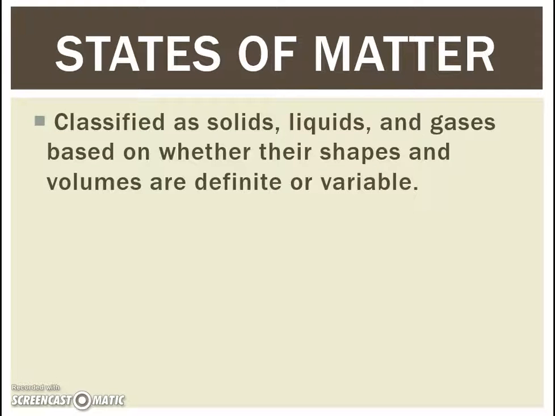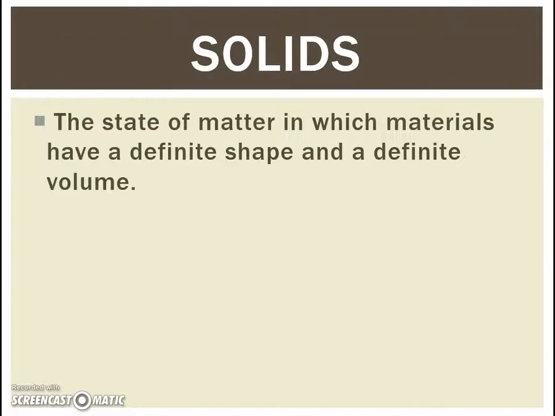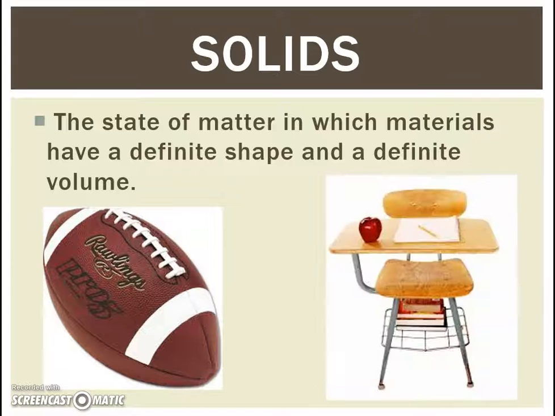So all solids, liquids, and gases are classified based on their shape and their volume, and whether that is definite or variable. A solid has to have a definite shape and a definite volume, so your desk, your pencil, your notebook paper. It's not saying that it can never be changed, but the current state it's in is not changing.